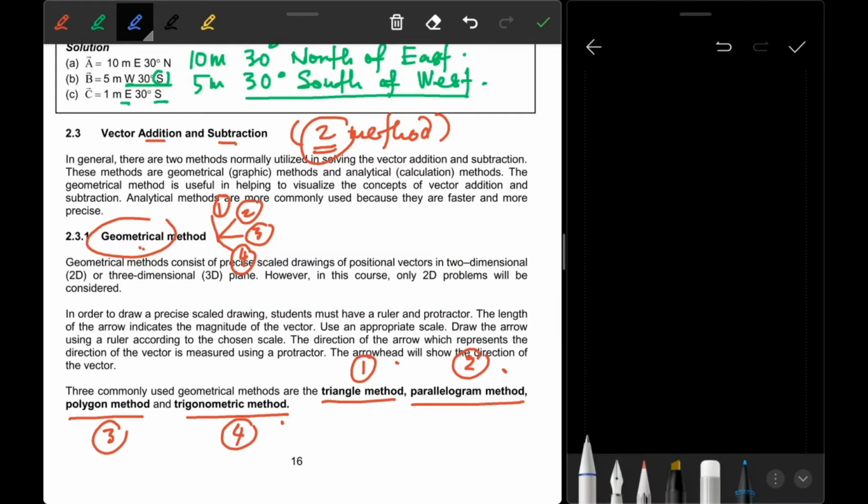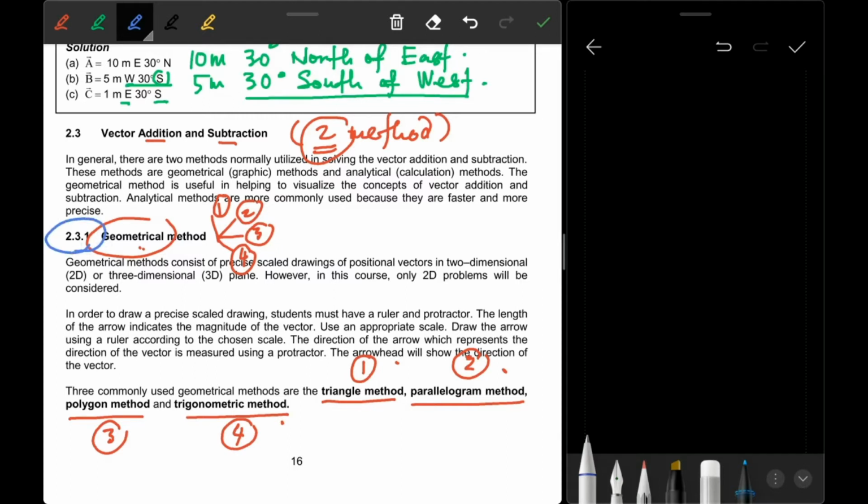Okay, subtopic number 2 is vector addition and subtraction. So there are two methods, as I mentioned before: the geometrical method and the analytical method. Now we go to the first method, the geometrical method.